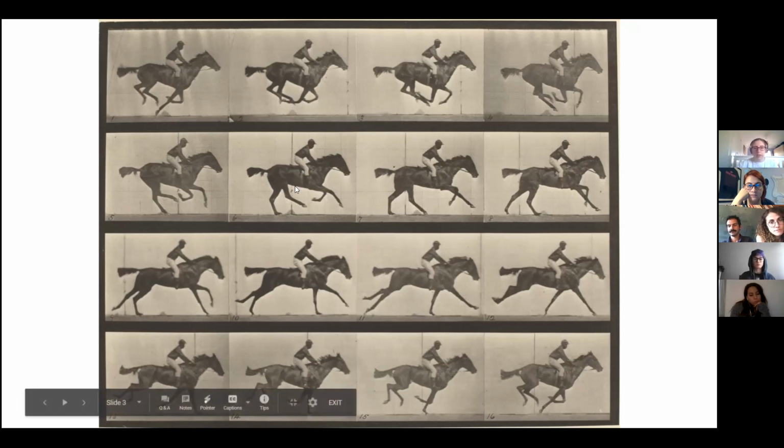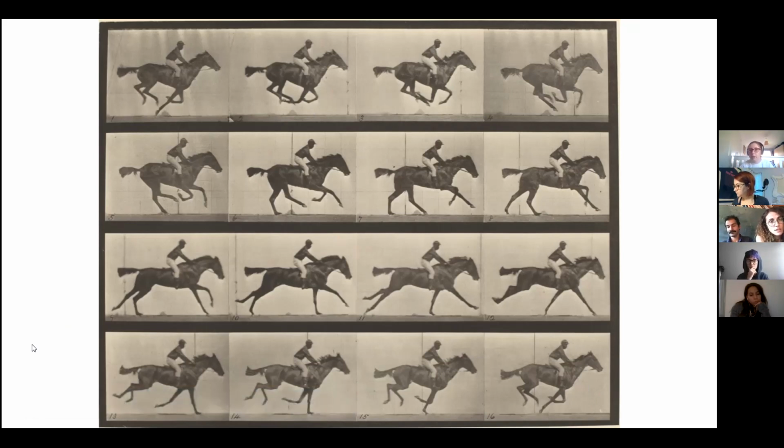So yeah, like you can see here, you have all the frames of a horse run cycle. And that's what we use today as well.